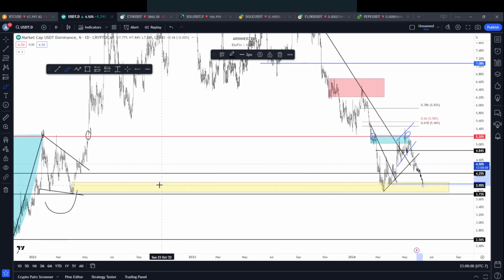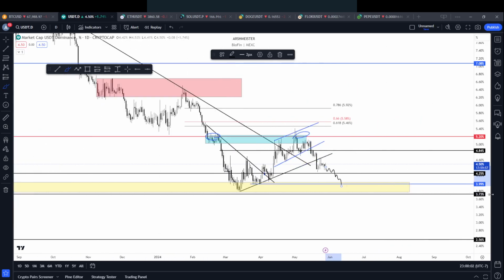Now, what I expect for dominance to do is to just take one more dip into this little demand zone, okay? Around 4% down to, actually 4.1 down to 4%. And then possibly, the lowest it goes is to put in a double bottom and then make its way up. Okay, then we have an Adam and Eve pattern, which is a double bottom pattern. And then I expect a harsh rejection in crypto.